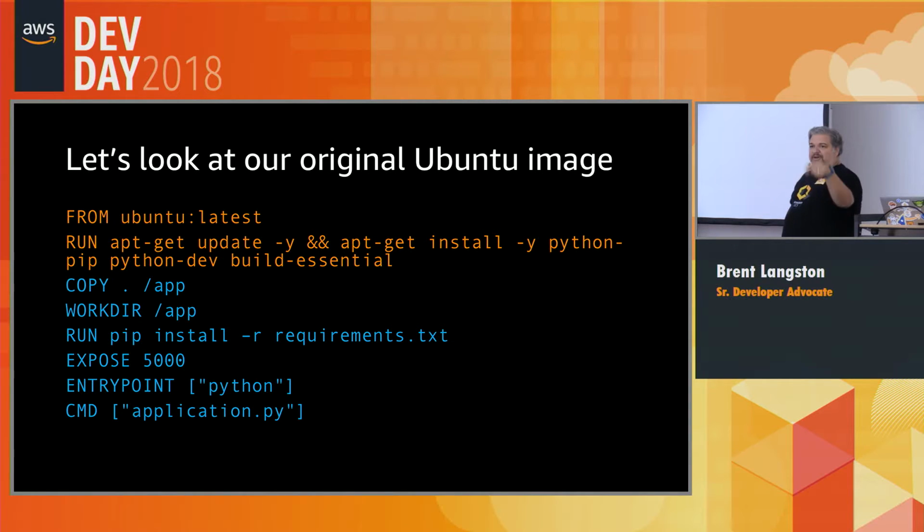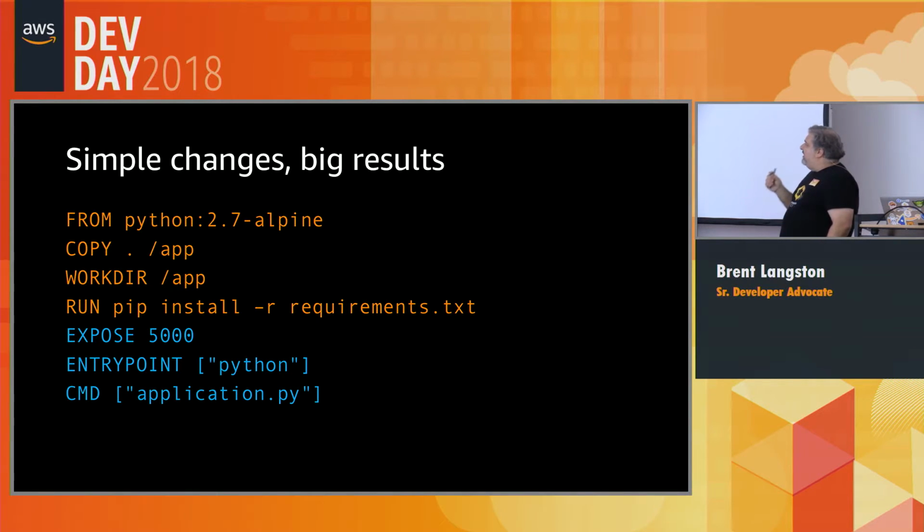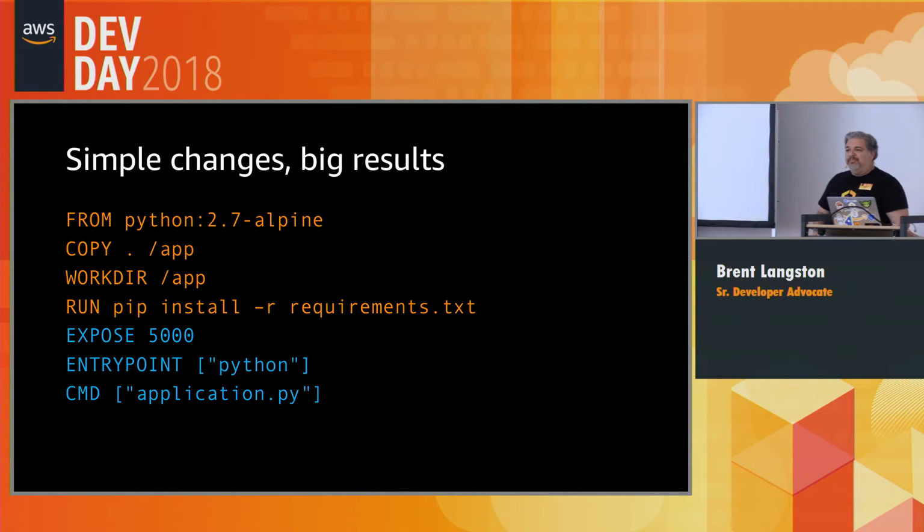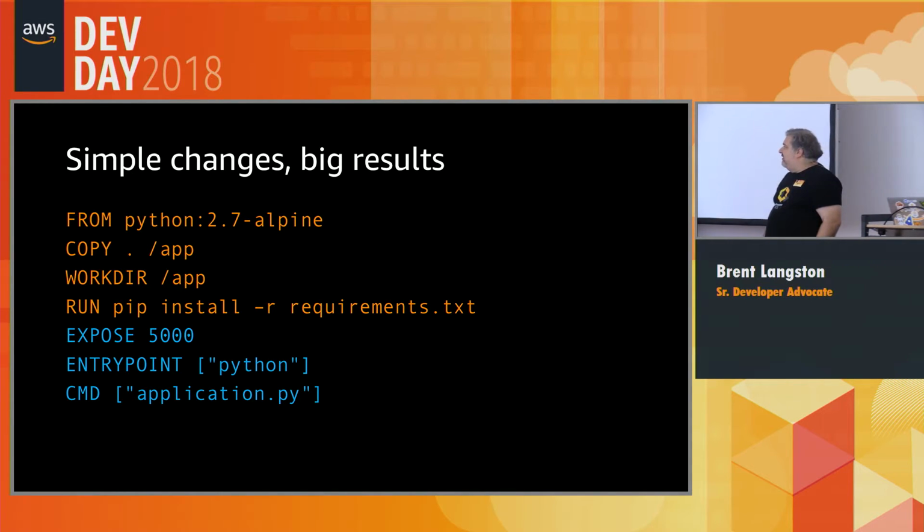So back to our original image. Remember Ubuntu latest? The next thing we did is we ran apt-get update. If we make this simple change, we're starting with Python 2.7 Alpine. We're then copying our app, we're setting up our directory for our app, and then we're running pip install. We go down to like 90 megs or something like that.